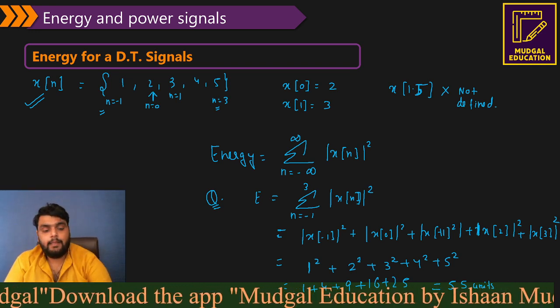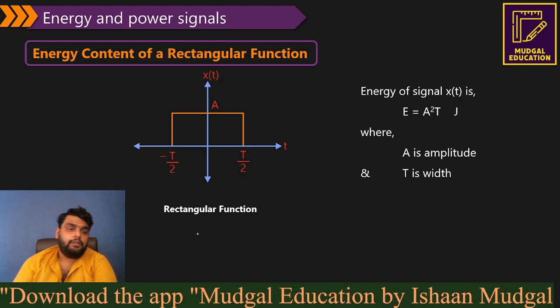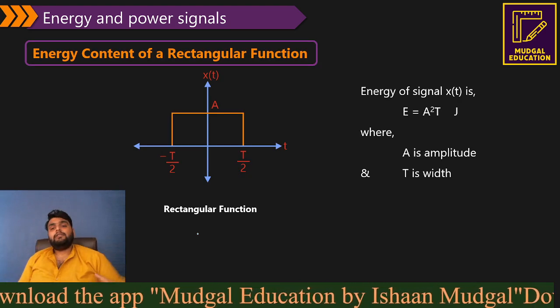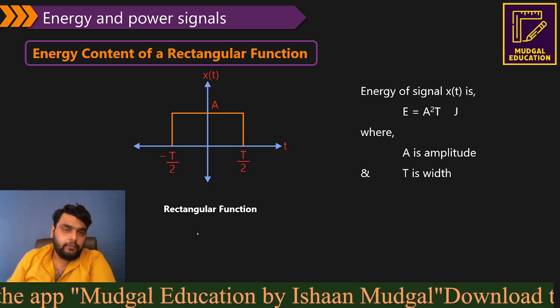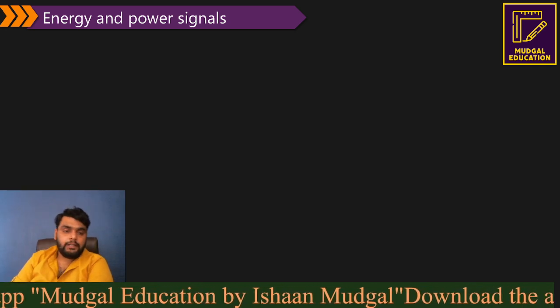Okay, now let's do a few questions here. Let's suppose I have a rectangular signal. As you can see on your board, you have a rectangular signal. I need to find out the energy of this signal. So let's go into a derivation.